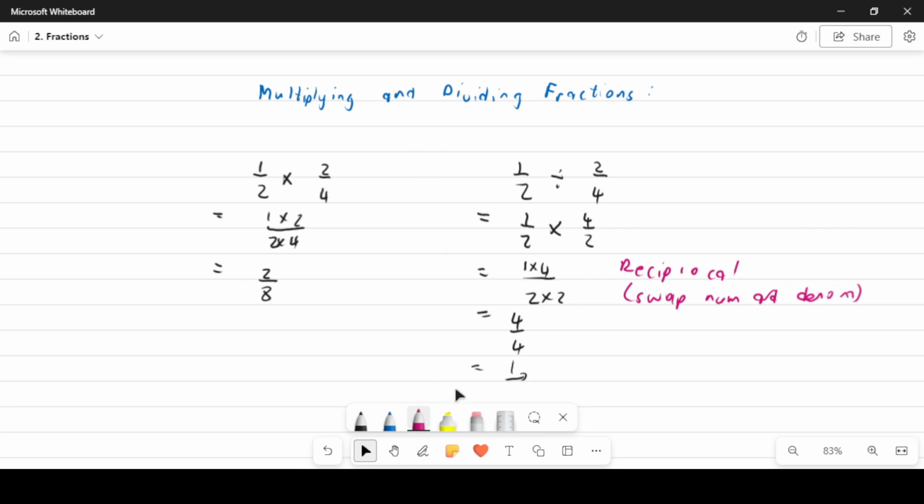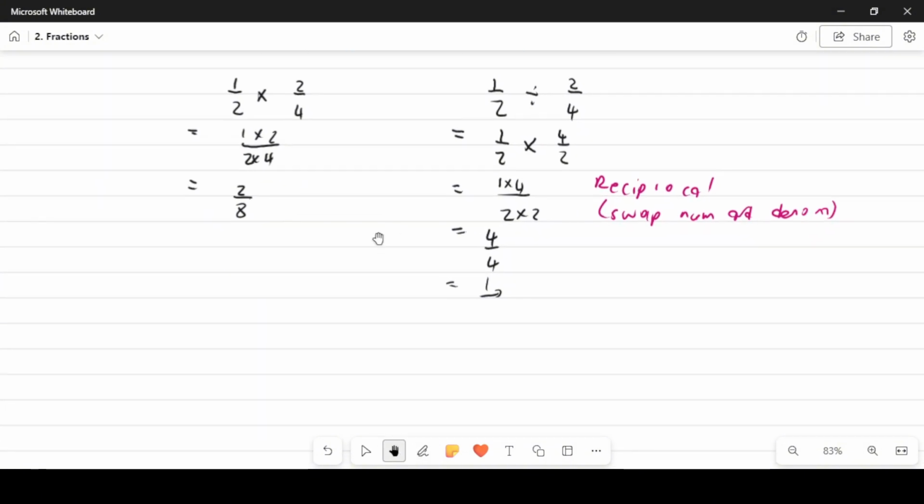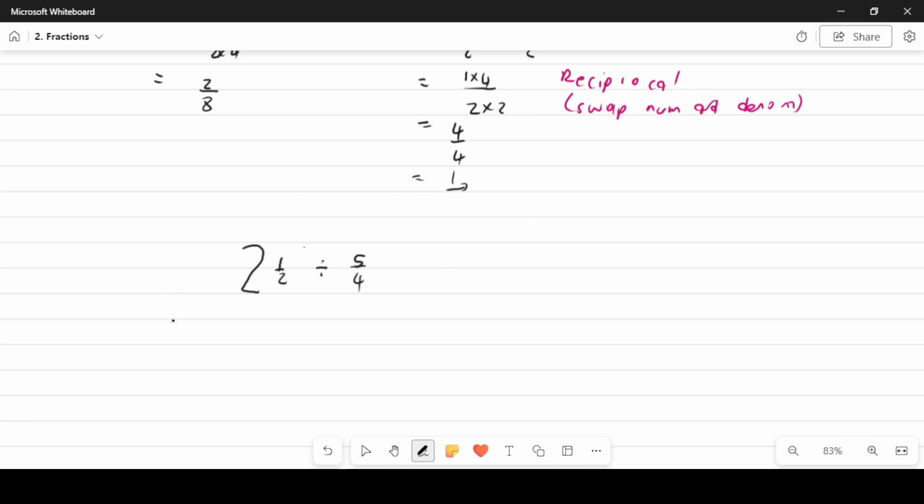So now if you just start to link everything that we've learned so far, sometimes what can happen is you could be given an example like, let's say, 2 and 1/2 divided by 5 over 4. Now can you see, now we have to understand how to convert from a mixed fraction to an improper fraction. So 2 times 2 is 4 plus 1 is 5 over 2.